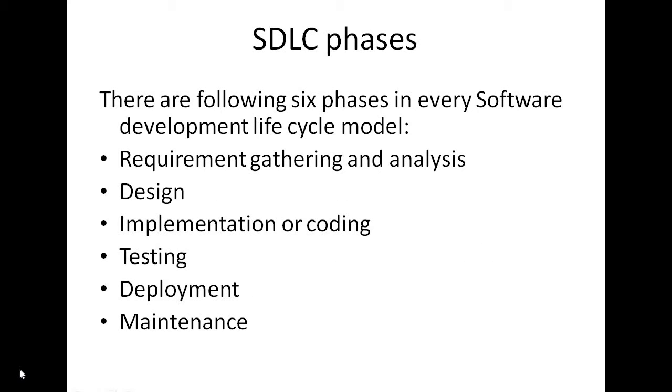There are 6 phases in every software development life cycle. The 6 phases are requirement gathering and analysis, design, implementation or coding, testing, deployment and maintenance. These are the 6 phases of SDLC.